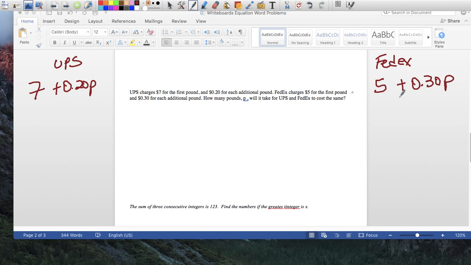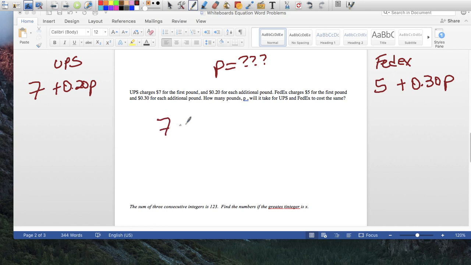So you might think, hey, maybe this one is cheaper or this one is cheaper, but it depends on how much extra you're sending. One company might be better than the other one, but there's going to be a certain number of pounds that we're going to try to figure out right now, where whether you send it with UPS or with FedEx, you would end up paying the same. So what would that weight be? And that's what we're looking for.